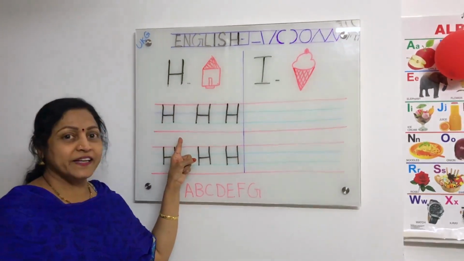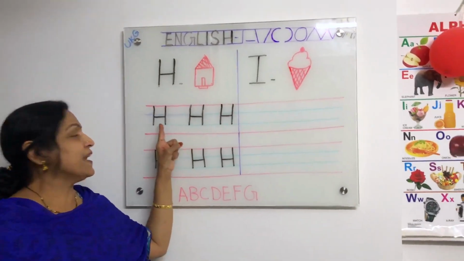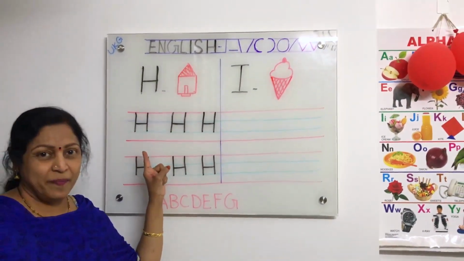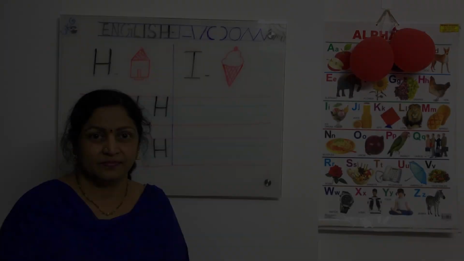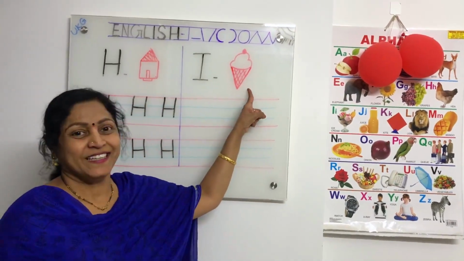How to write the H letter, children? Standing line and standing line joining with sleeping line. That's all. Children, what is this?